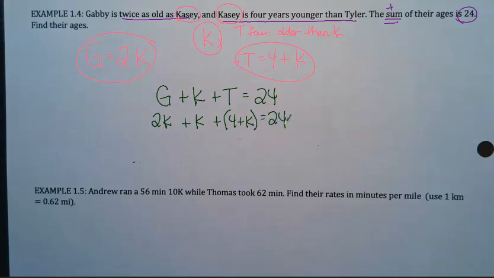Okay, so breaking them down a little bit. Now, they all have a variable of K, and therefore we can solve them. So 2K plus K is 3K, plus K is 4K, and then we have plus 4 equals 24. So we're ready to solve. Subtract 4 from both sides. 4K equals 20. Divide by 4, and K equals 5.